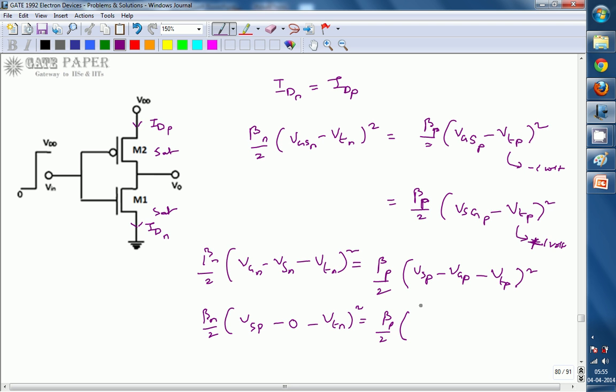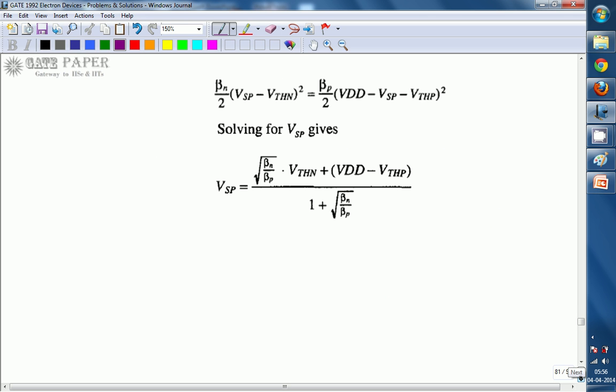This is equal to beta p by 2 into the PMOS source voltage minus gate voltage minus VTP, whole square. This is the source for PMOS, this is the gate, this is the drain. Source voltage is connected to VDD, so it is VDD minus the gate voltage of PMOS, which is V input, which is the switching threshold point VSP. VTP we write as it is. Solving for VSP, we get VSP equal to (square root of beta n by beta p into VTN plus VDD minus VTP) divided by (1 plus square root of beta n by beta p).